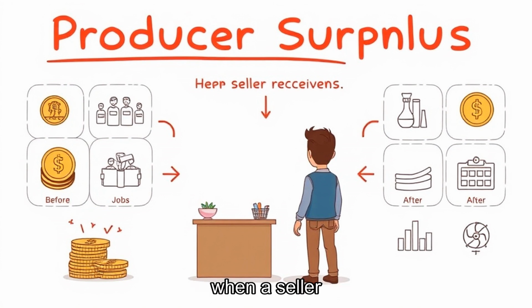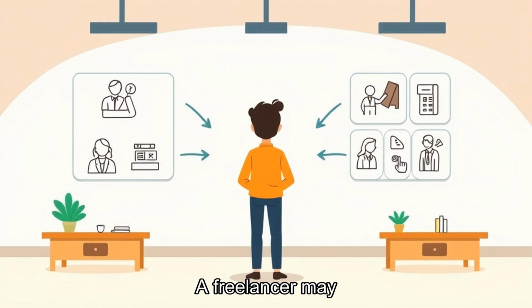Producer surplus appears when a seller receives more than the minimum amount needed to supply the product. A freelancer may accept a lower rate during a slow month but demand more when fully booked. The seller's minimum acceptable price is shaped by costs, effort, risk, and alternatives. Surplus cannot be understood without knowing the seller's floor.